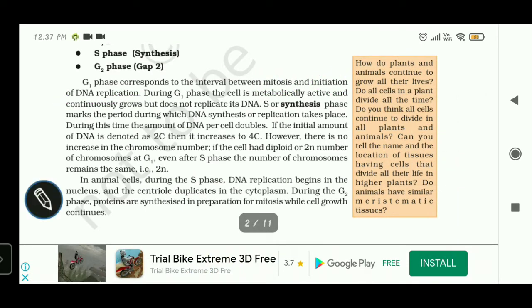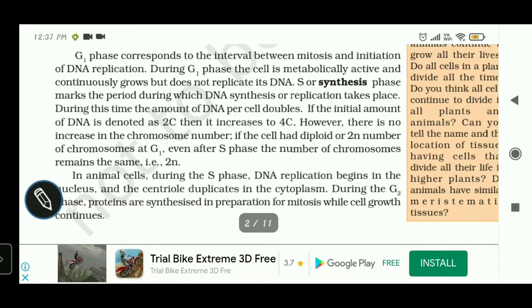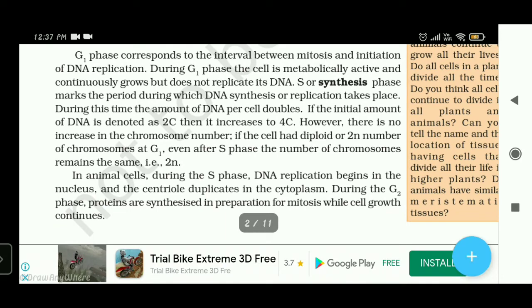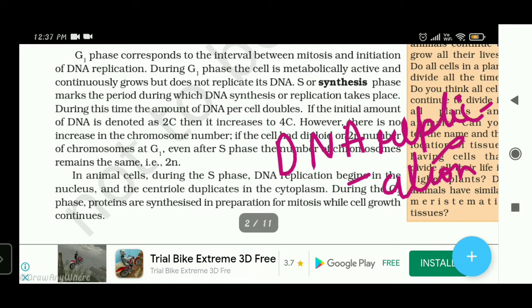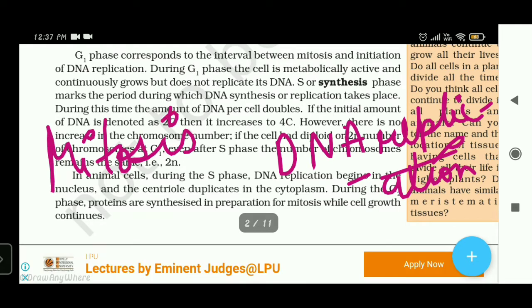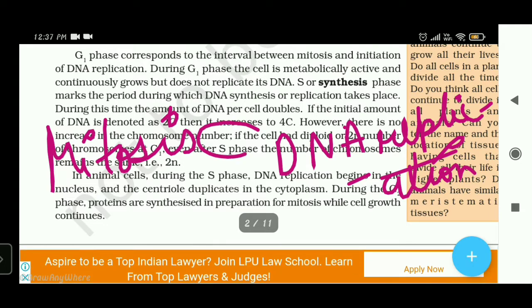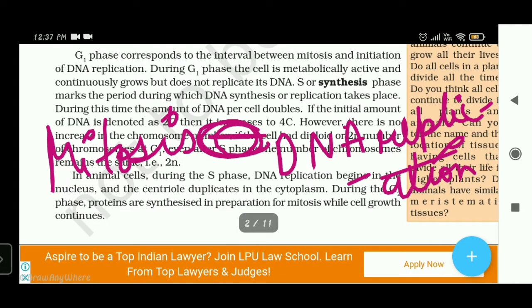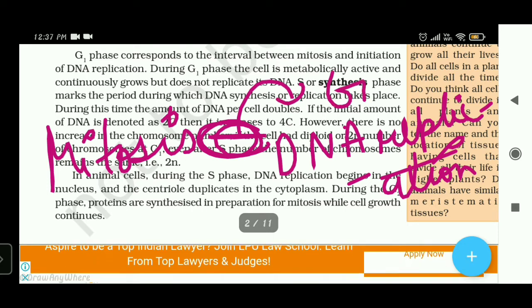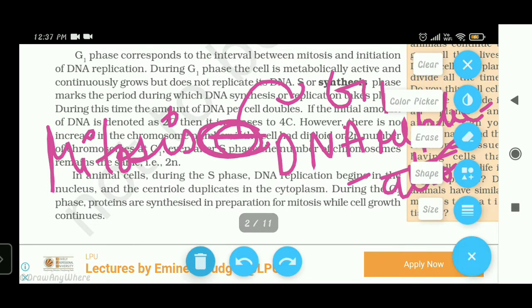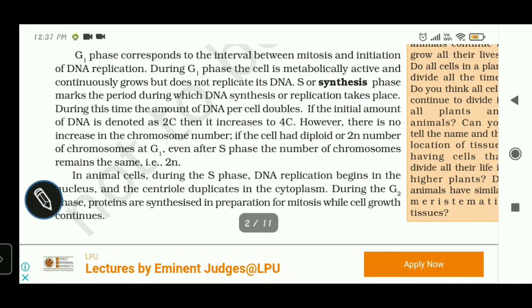It is the interval between the mitosis and the DNA replication. Here we have the mitosis, and here we have the DNA replication. So the time between these is our gap 1 phase. So what happens in the gap 1 phase?